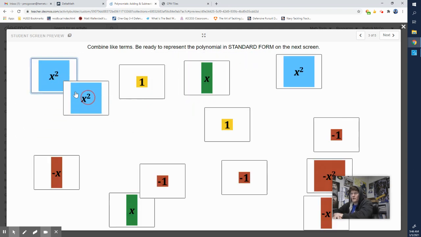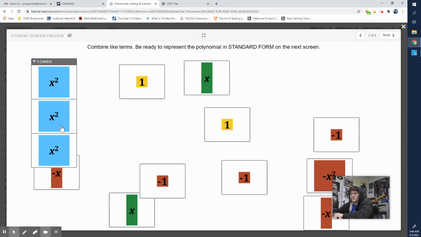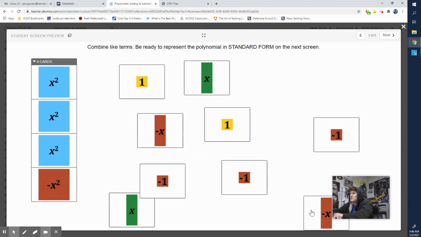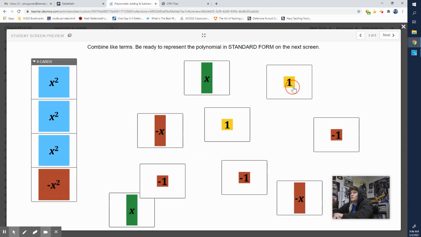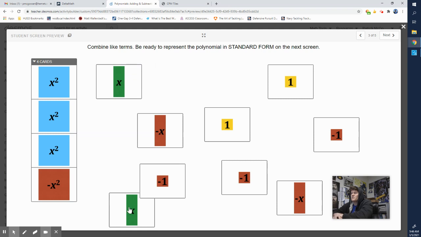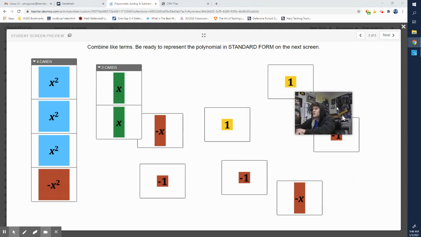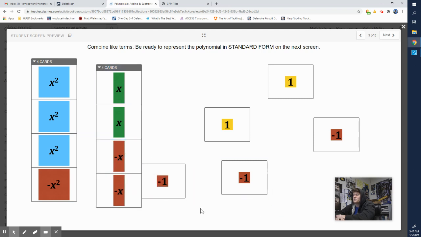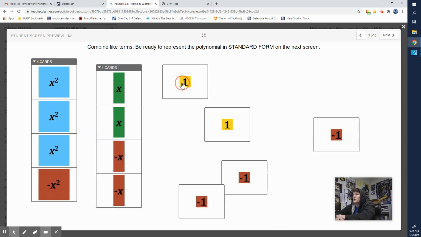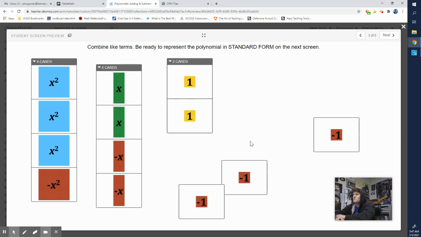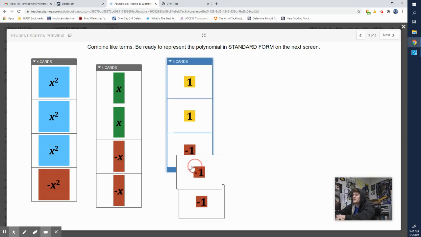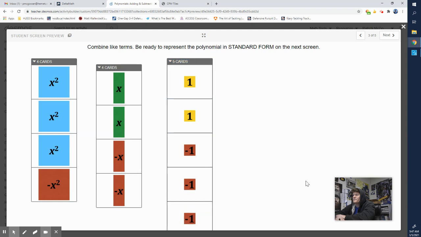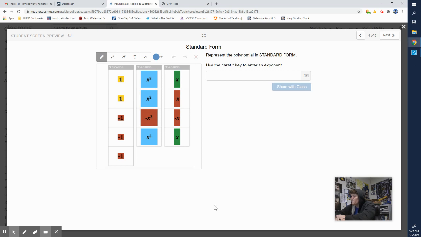Let's put our x squares first. So that's 1, 2, 3. And then I have one red negative x squared. Let's put our x tiles together first. There's 1, 2. Then let's put our negative x's together. 1, 2. And then last, let's get our constants together. There's 1, 2, and then our negative constants. 1, 2, and 3. Combining those and writing that in standard form.